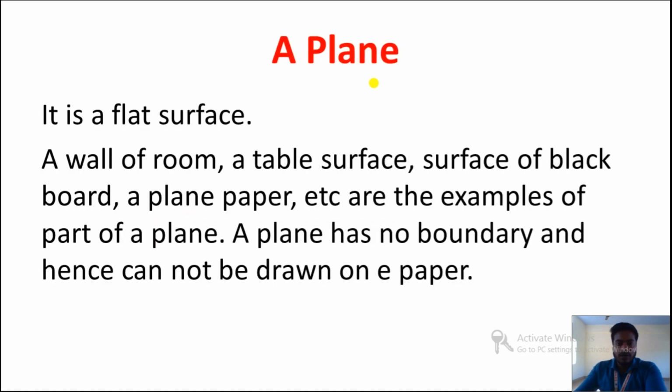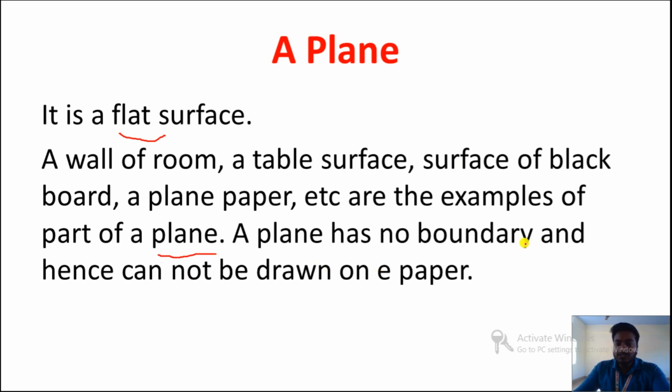Okay. Now we have plane. Now what is this plane? It is a flat surface. By example you can understand a wall of a room, a table surface where we can keep the copies and books, the surface of a blackboard where we can write, a plain paper. These are the examples of a plane.